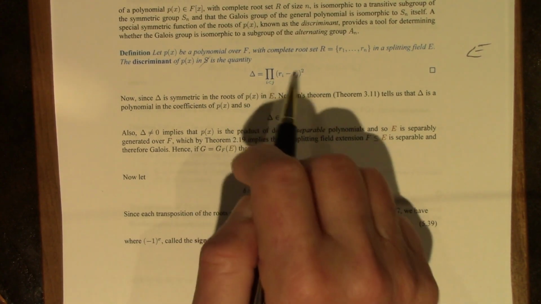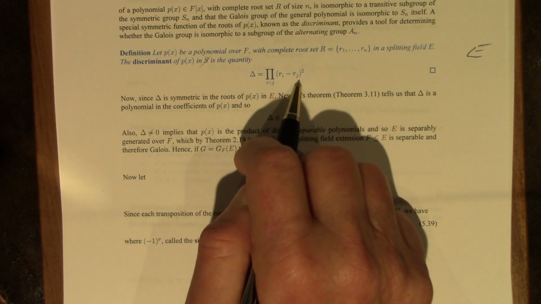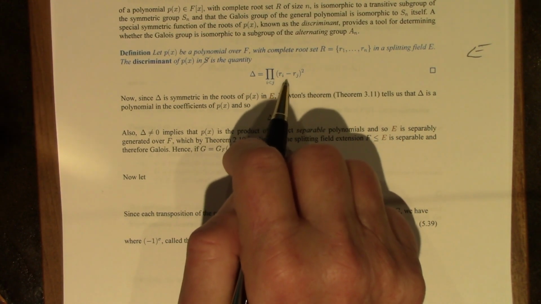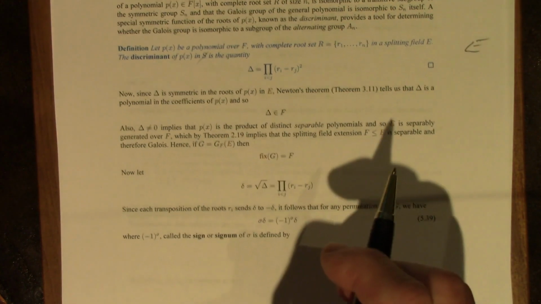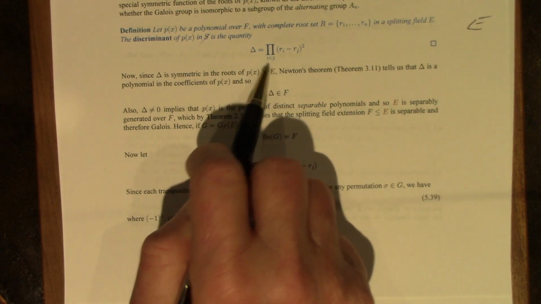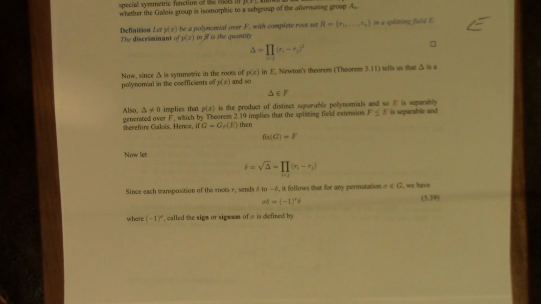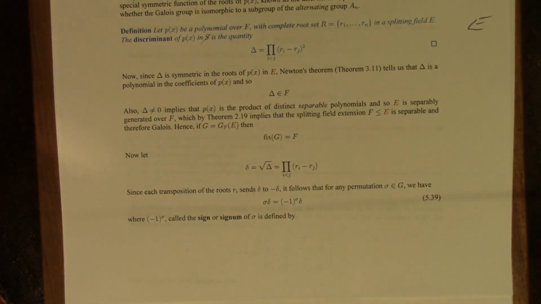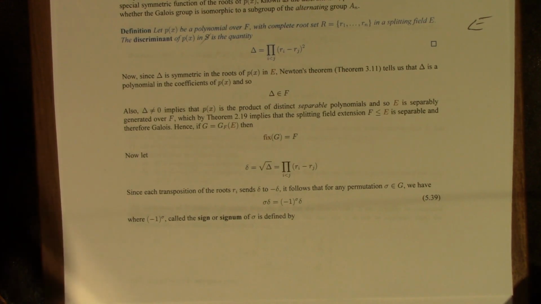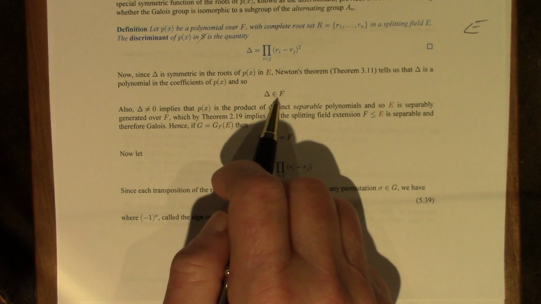this quantity is denoted by capital delta. It's a product of the squares of the differences of the roots, Ri minus Rj, i less than j. Now this is symmetric in the roots of P of x. And so Newton's theorem tells us that this quantity delta, the discriminant, is in fact a polynomial in the coefficients of P of x, which means it lies in the base field, F.